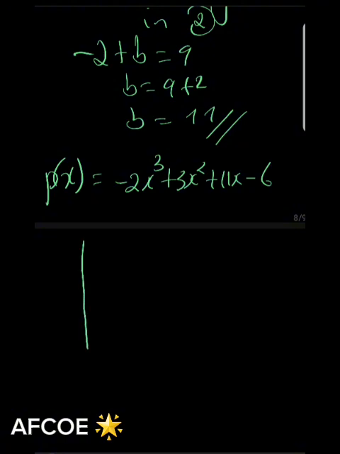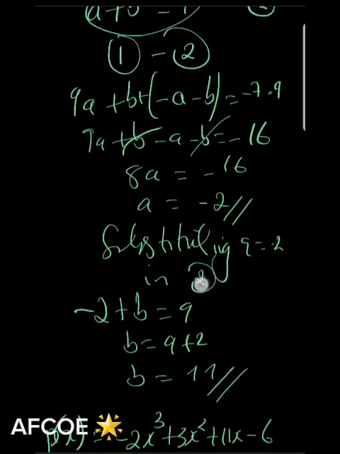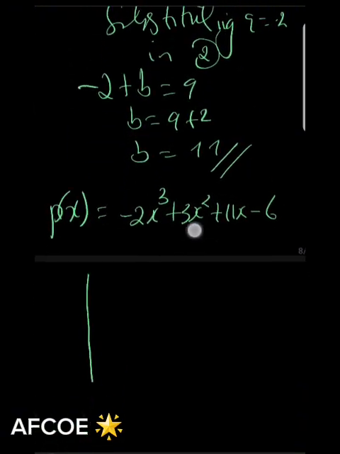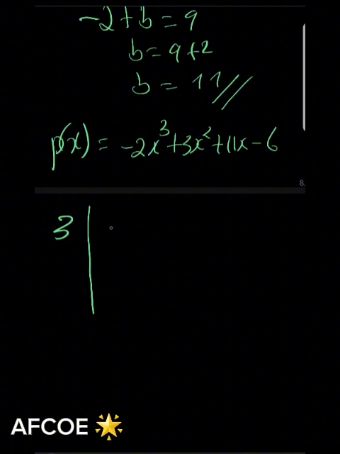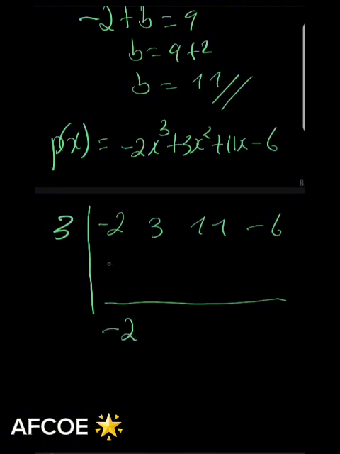So you rule your line like this. You take the one that is a factor, yours x minus 3. So x minus 3 equals 0, we get 3. So you put the 3 here, and then you take the coefficients here. You take negative 2, 3, 11, and negative 6. Then you give a space here, you rule your line. You bring the first coefficient, negative 2, down.